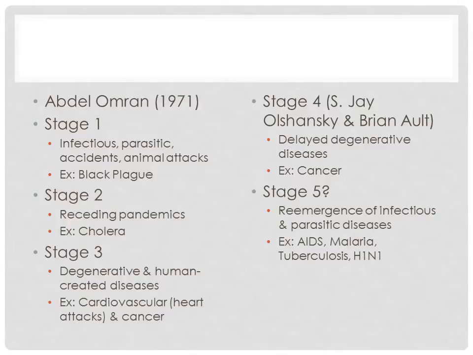Now, stage 4 is where things change a little bit, because stage 4 wasn't originally part of what Omran created. This is actually added on by S.J. Olshansky and Brian Ault. Also names that you may want to know, but probably not as prominent with the ETM as Omran's name is. And stage 4, the operative word here is delayed degenerative diseases.